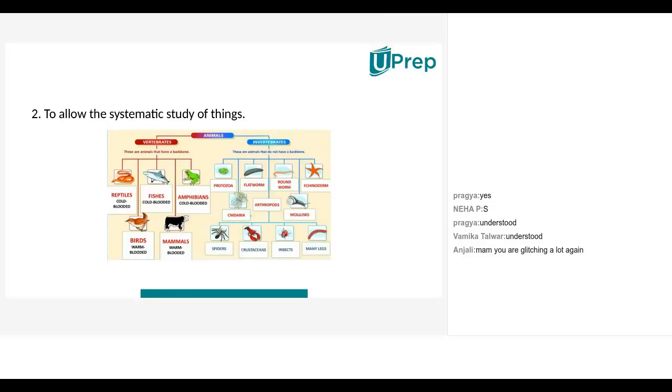So in that way also, the systematic study, it is called a systematic study. When you study the food chain also, we go with the system, with the arrangement. Understood? Only then can we understand the things. To make things easy, this classification plays a major role.